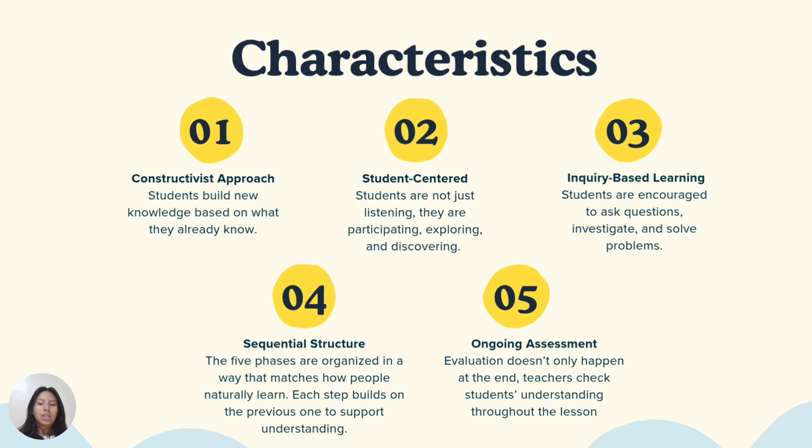Next, the sequential structure: the five phases of the 5E model are organized in a way that matches how people naturally learn. Each step builds on the previous one to support understanding. Finally, the ongoing assessment, which means that evaluation doesn't only happen at the end of the lesson. Teachers check students' understanding throughout the lesson. In short, the 5E model combines theory and practice to create meaningful learning.